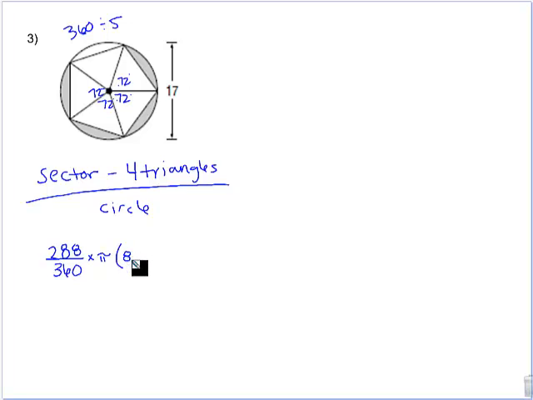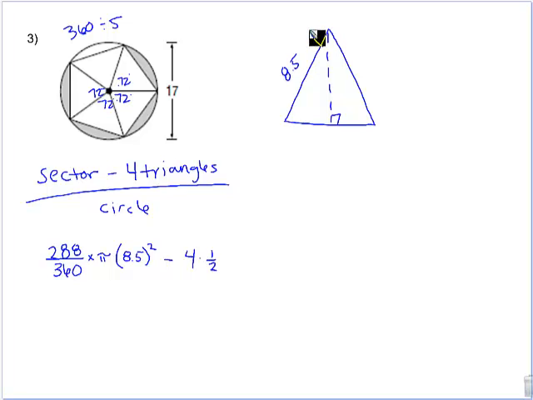8.5 squared, yep. Now I have to minus off for 4 triangles, so 4 times 1/2. Then we'll draw a triangle out to help us figure it out. So we know that one of the hypotenuse is 8.5. We do not know what the base is this time because we don't have 60-degree angles all around. Instead, we had 72, so what would that angle be right there?